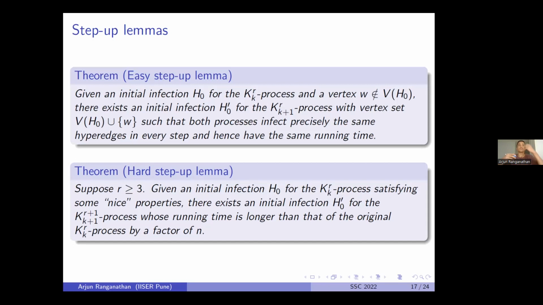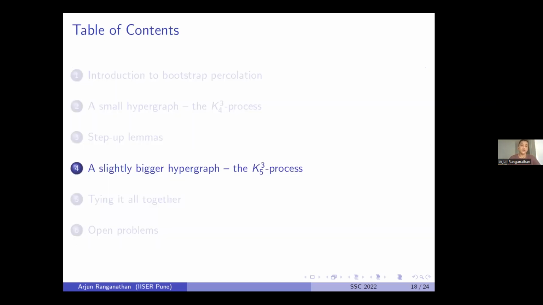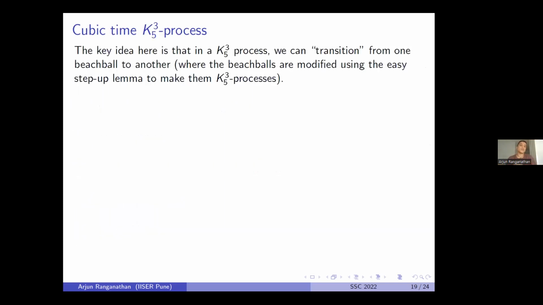So we saw that K43 has running time omega n squared. So I can show K54 has running time omega n cubed, K65 has running time omega n to the 4, and so on. You can step up like this. And we use this idea in a slightly bigger hypergraph, so we talk about this very quickly.